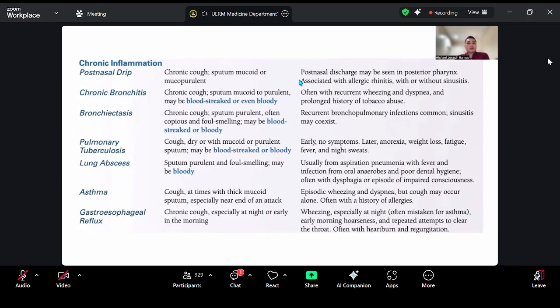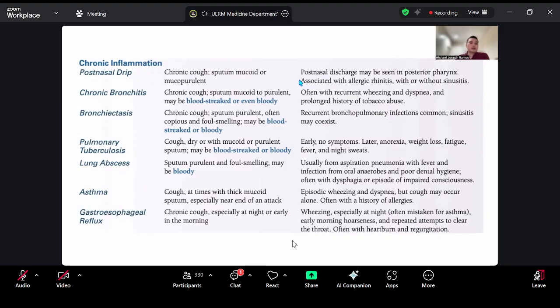Here is now a list of the causes of chronic inflammation of the airways and lung. First off, your postnasal drip, or otherwise called the upper airway cough syndrome. It is caused by inflammation of the nose and sinuses, and the patient can present with frequent throat clearing, sneezing, or rhinorrhea. The sputum can be mucoid or mucopurulent, and it is highly associated with the presence of allergic rhinitis.